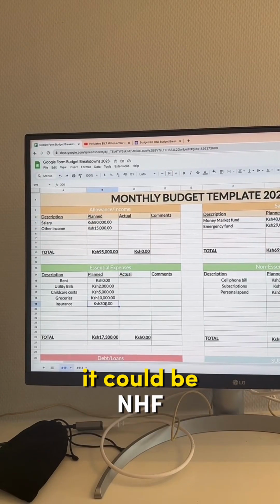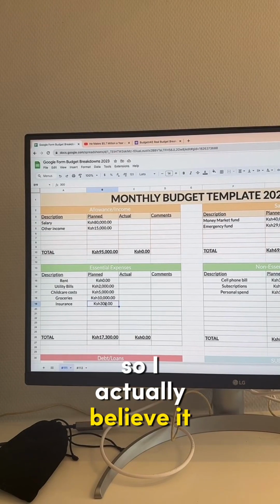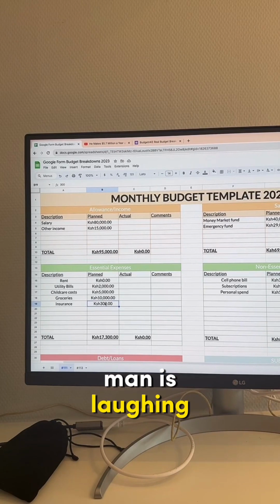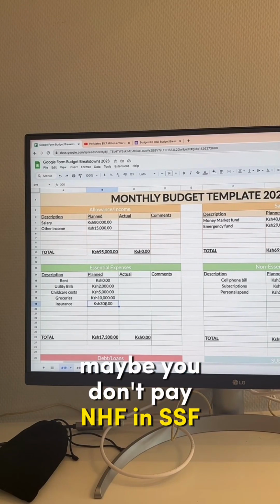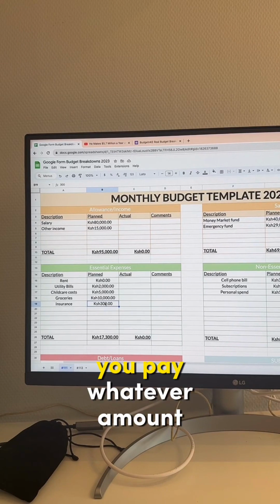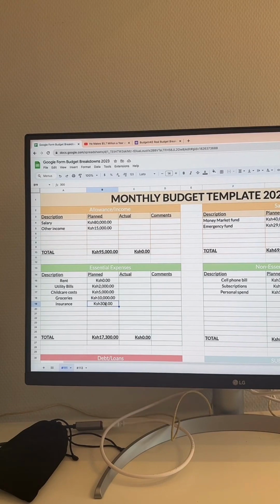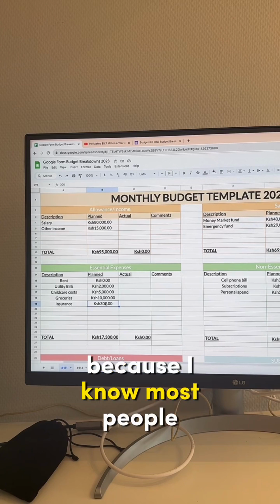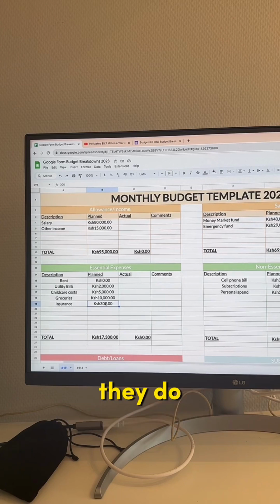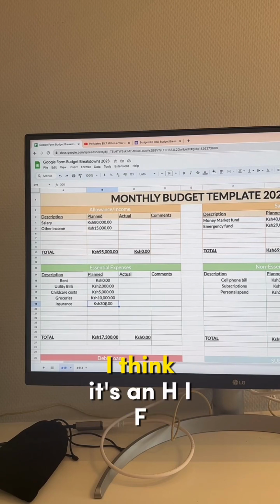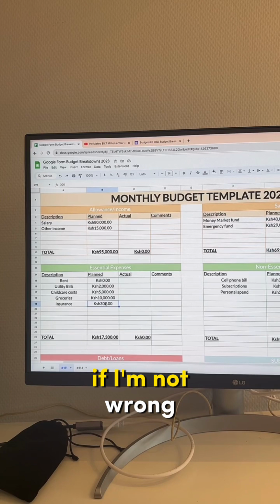Yeah, this insurance, it could be NHF, it could be an SSF. I actually believe it could be. I don't know why this wise man is laughing, because I don't know. Maybe you don't pay NHF and SSF. I think you can pay whatever amount. I think there's a minimum, or some amount. Yeah, you can pay something, because I know most people, especially with housekeepers, also pay for them. I think it's an NHIF, if I'm not wrong.